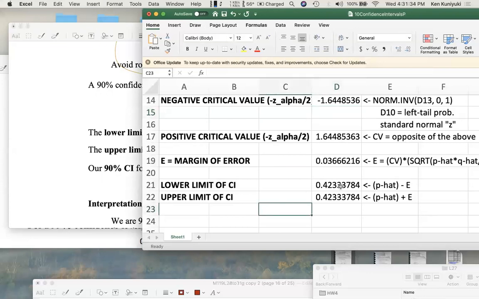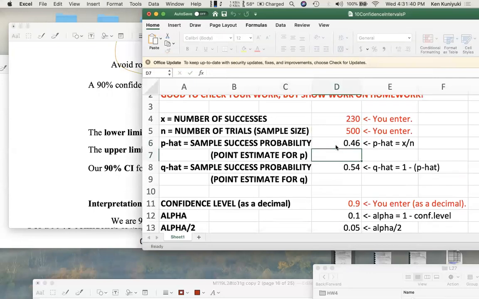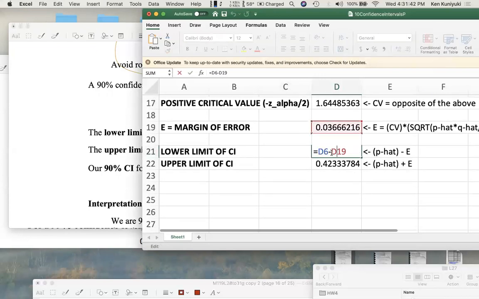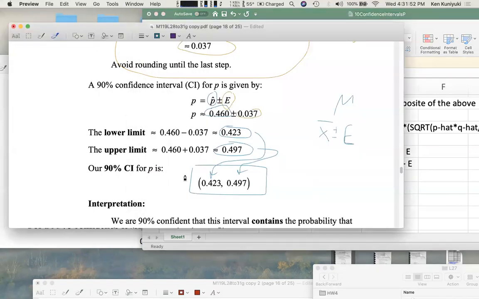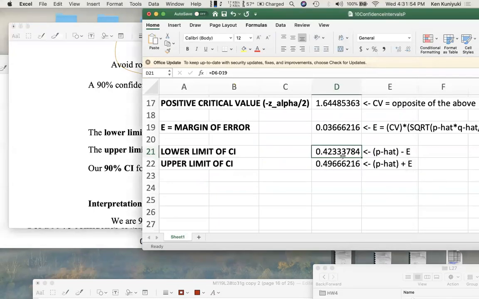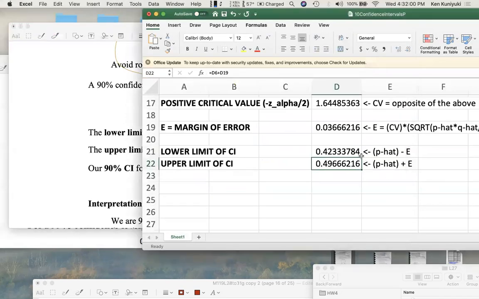All right. For the lower limit, it's P hat. Remember, P hat was in D6 over here. It's P hat minus the margin of error, which is D19. The upper limit is P hat plus the margin of error. There you go. The lower limit is about 0.423, right? The upper limit to 3 decimal places, 0.497, when you round off.